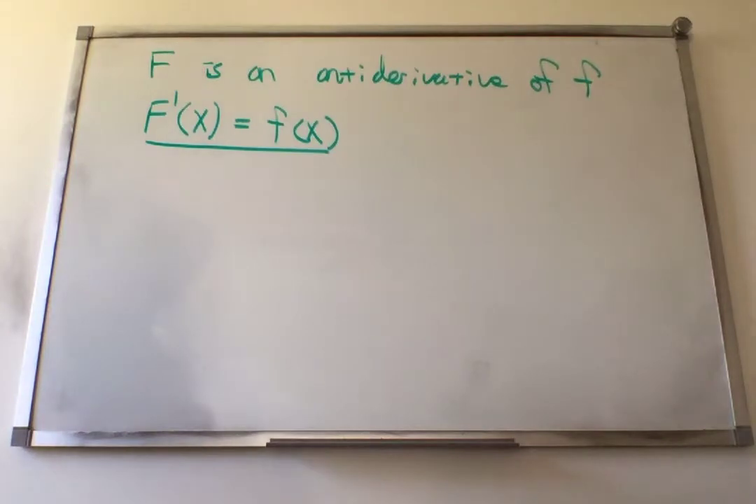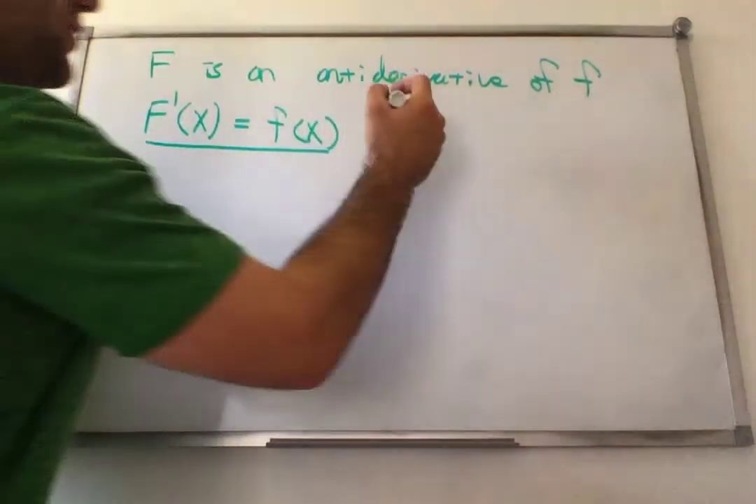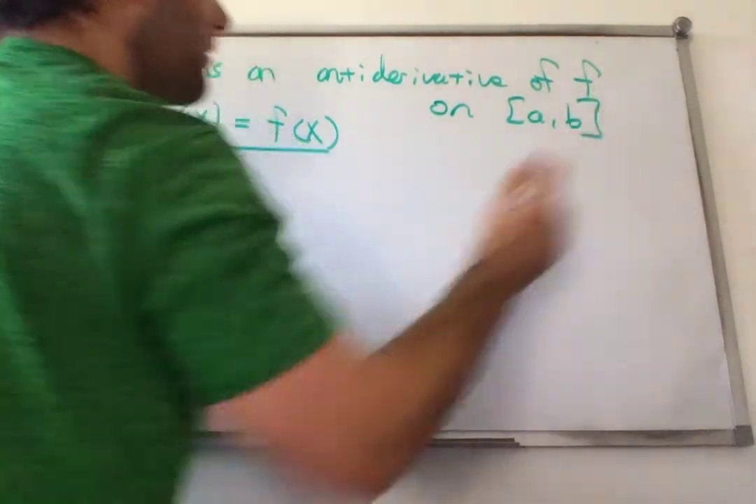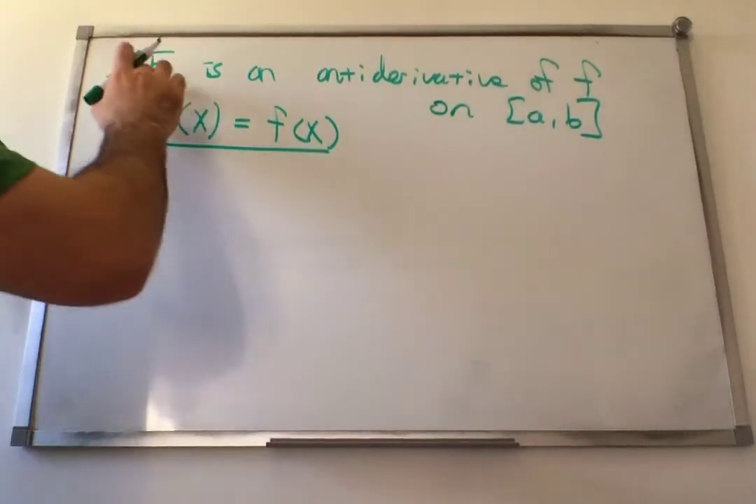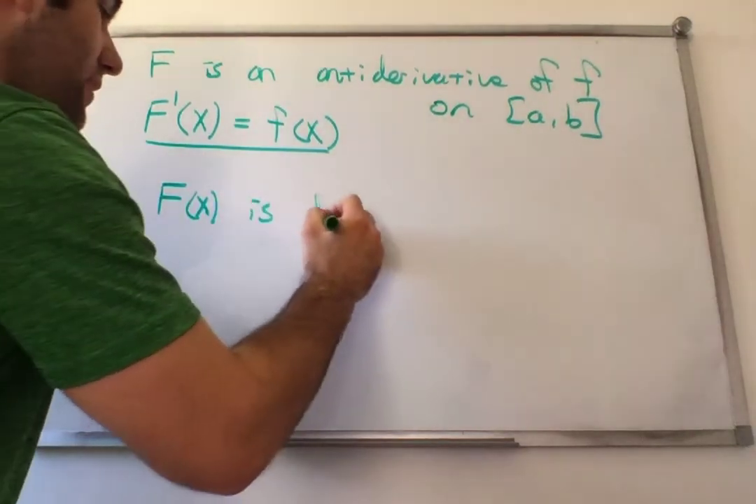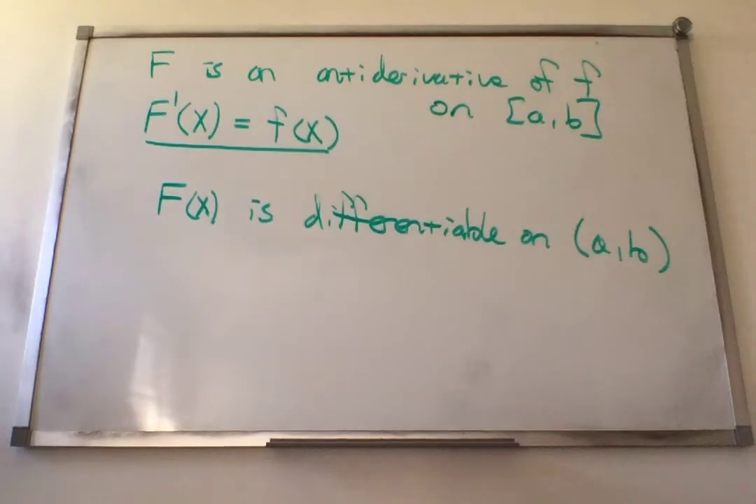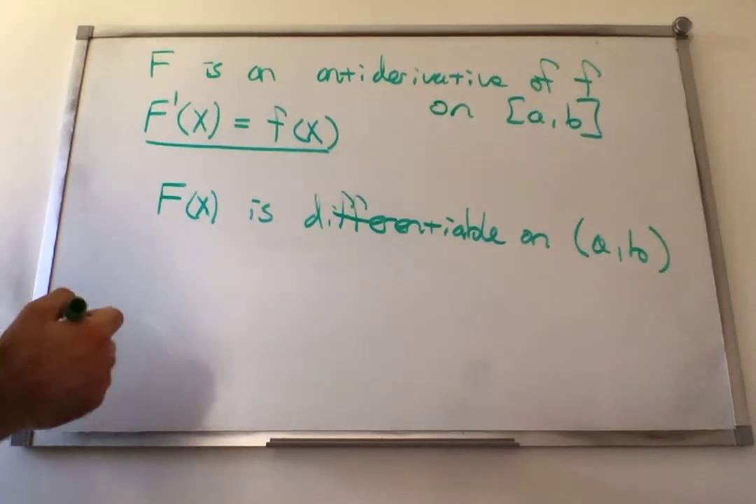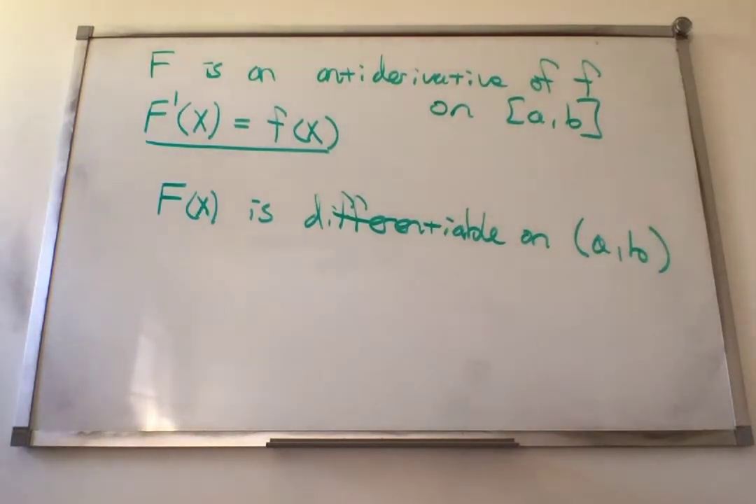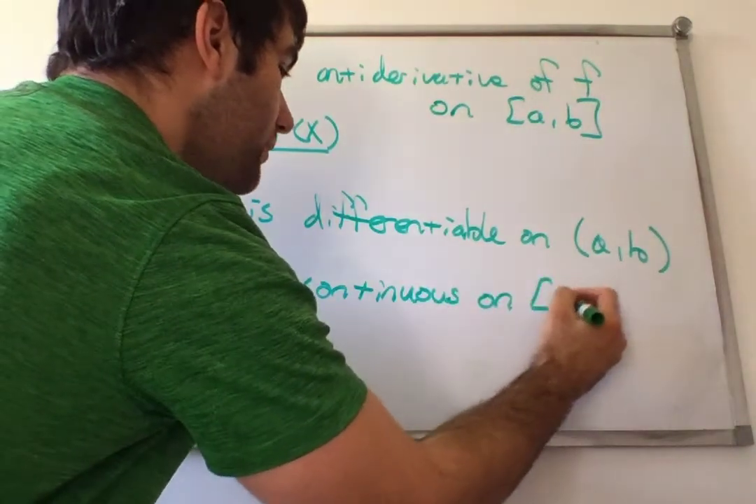Now, since big F is an antiderivative of little f, that implies that when we say antiderivative, we mean on the interval a to b, okay? On that interval a to b. So, if this is the antiderivative of this, this implies that big F of x is differentiable on a to b. Take off the endpoints. Now, since it's differentiable on that interval, what we learned in chapter 2, differentiability implies continuity. If you know a function is differentiable on some interval, you know it is continuous on that interval. So big F of x is continuous on a to b.